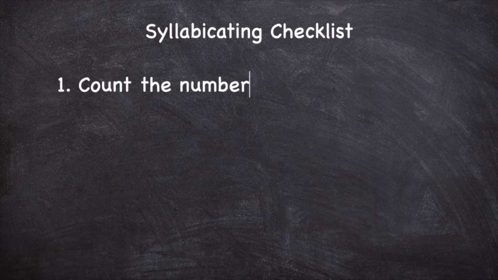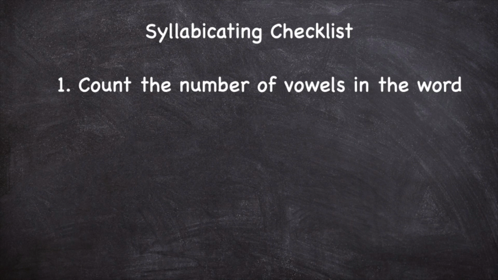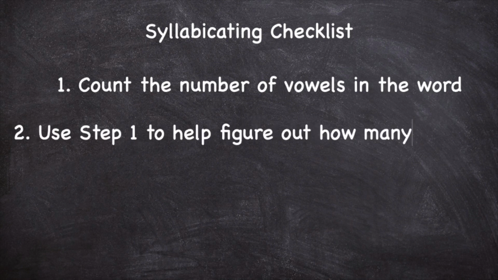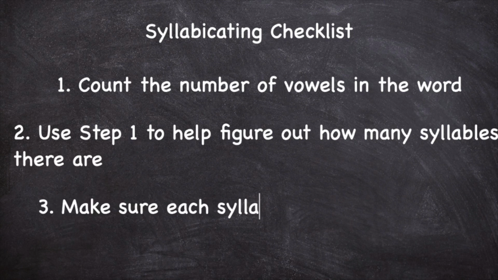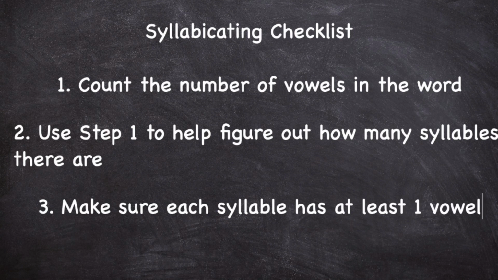Always count the number of vowels. The vowels are going to give you a pretty good idea of the number of syllables there are in the word. So once you've counted the number of vowels, then you want to make sure that each syllable has at least one vowel in it. Once you have determined the number of syllables and each syllable has at least one vowel, then you go through and you just sound out each syllable and slowly put those syllables together.